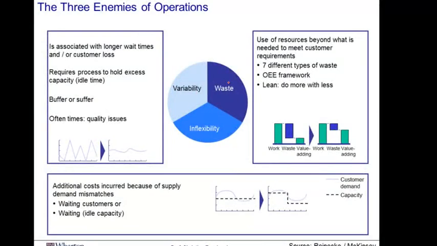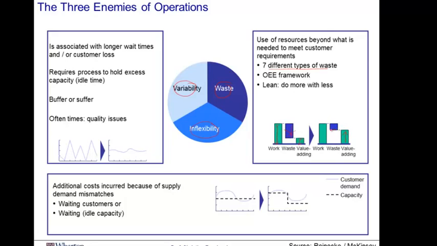Over the last 6 weeks, we've encountered 3 enemies that messed up our operations. These 3 enemies were waste, variability, and inflexibility. We talked about the 7 sources of waste and the OEE framework. The OEE framework showed us that from the available time of a machine or of a human worker, a lot of the time is wasted and only relatively little time is spent value add. That means by reducing the waste, I can get a lot more done with less of an expensive input.